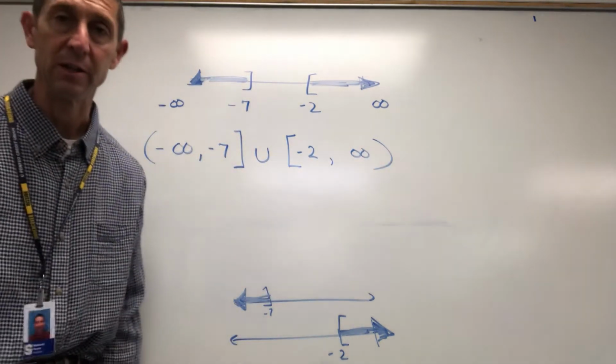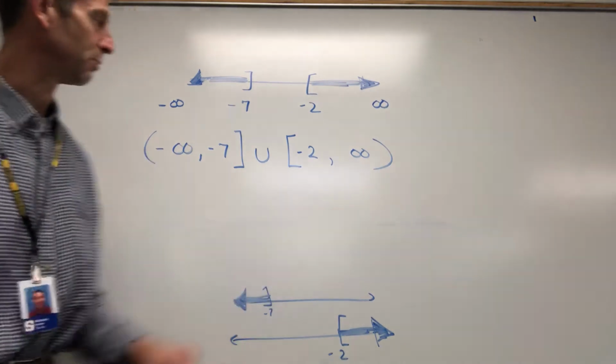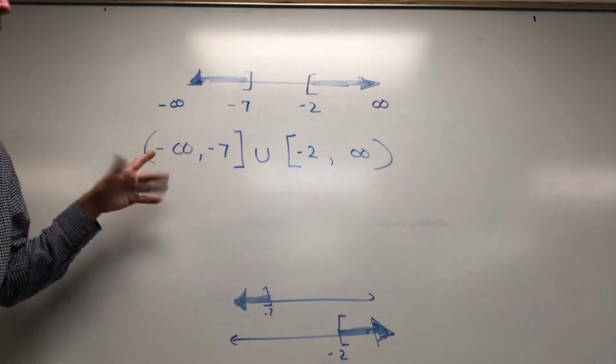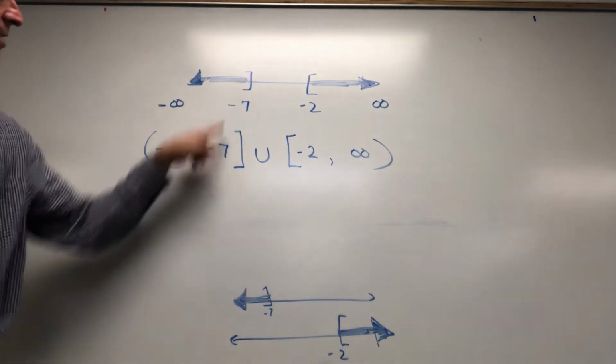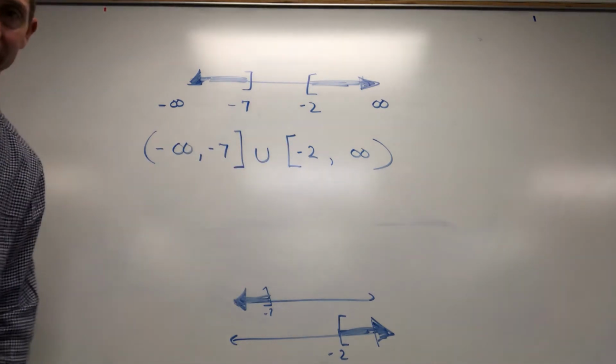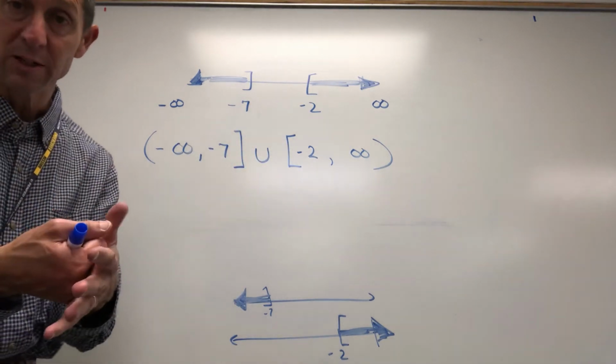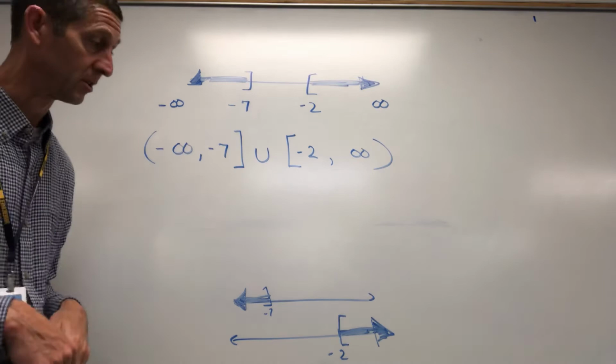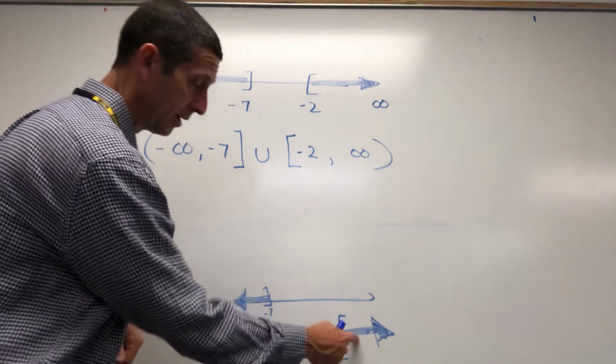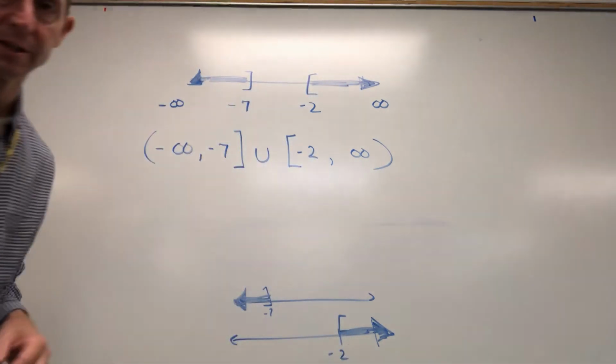So you remember how the infinities work. Infinities always get curved parentheses. Always. This has a straight bracket, -2 has a straight bracket. Okay, so when you did the AND questions earlier, it was just the common parts. When you do the OR, you've got to have everything represented in your final answer.